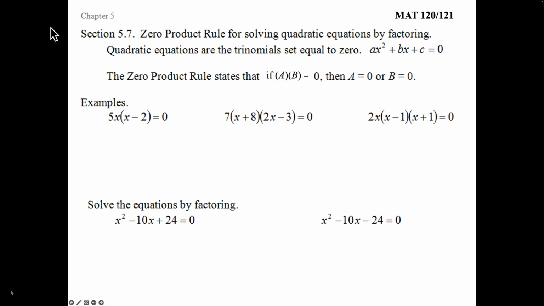All right, welcome to 5.7 and 5.8 video. We are going to be looking at the zero product rule for assisting us in solving our quadratic equations, or we could say in general, our polynomial equations.